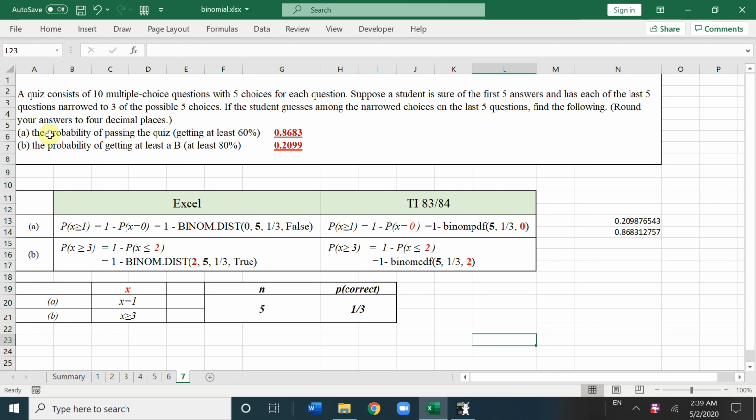Now, question A, if he could get 1 more question right, he gets 60. At least means greater than or equal to 1. 1 more question. So question B, at least 80%. Greater than or equal to 3. So 3 more questions in the last 5 questions. Then the student could get at least a B.